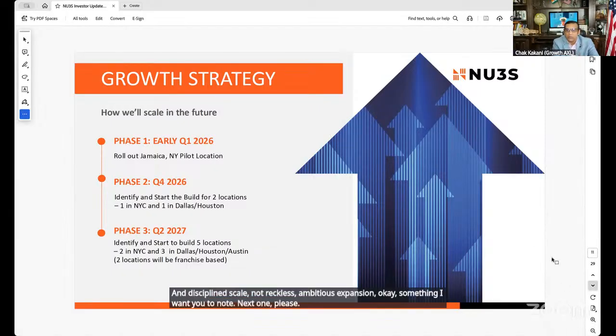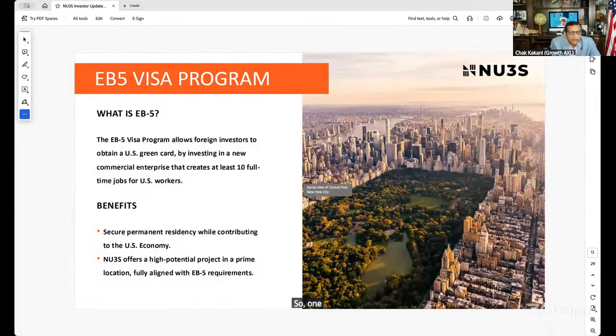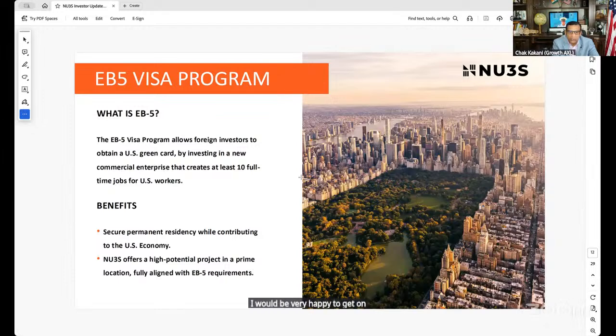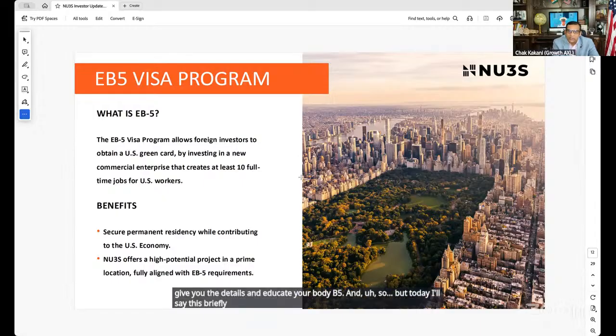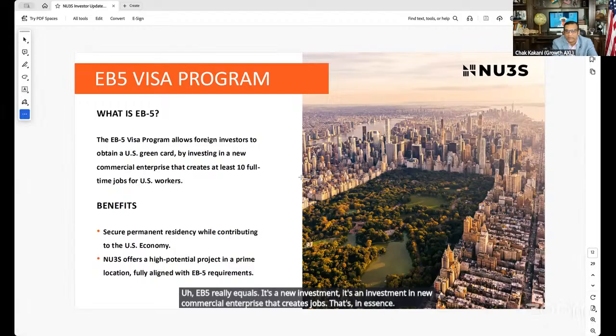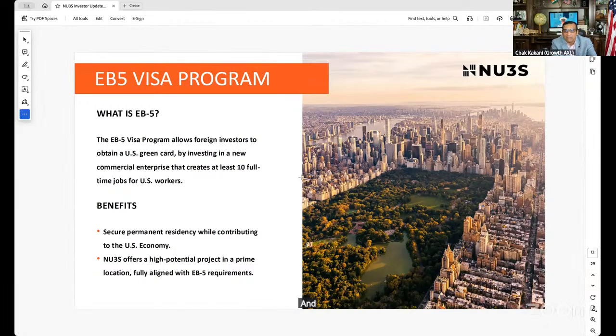Next one, please. So one of the things about the EB-5 program: if anyone is not familiar with that, I would be very happy to get on a one-on-one call, give you the details, even educate you about EB-5. But today I'll say this briefly, right? EB-5 really equals a new investment. It's an investment in a new commercial enterprise that creates jobs. That's in a nutshell what EB-5 is. And New3 is aligned because it's an operational business with direct jobs, unlike most businesses, right?